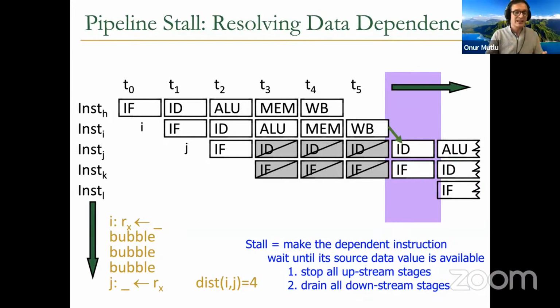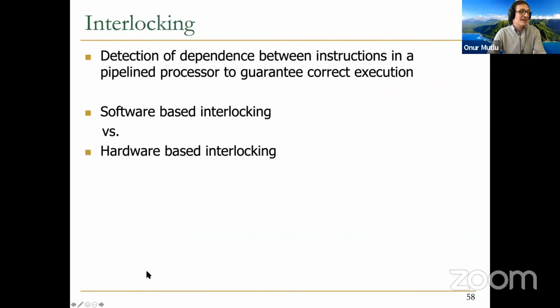If you know the pipeline structure exactly, you can compile your code, or as a programmer, you can reorder your code such that independent instructions go into these bubbles, or no-op instructions go into these bubbles, such that the hardware doesn't need to do the dependence checking. That's the idea of software-based interlocking. Software knows the pipeline structure and schedules instructions or inserts no-ops, such that you don't run into these dependence problems in the pipeline. Now, if you insert no-ops, you waste resources, right?